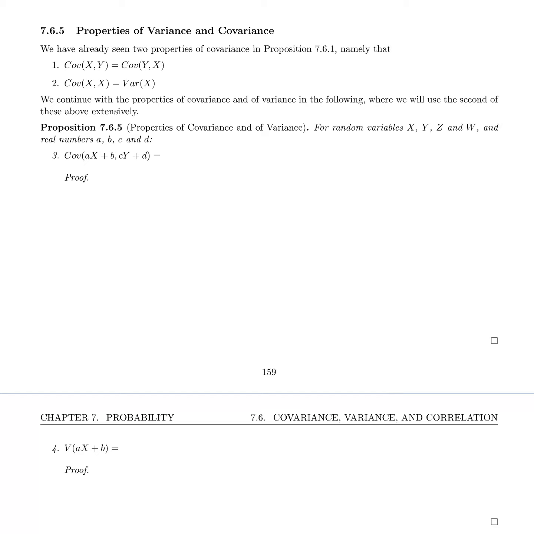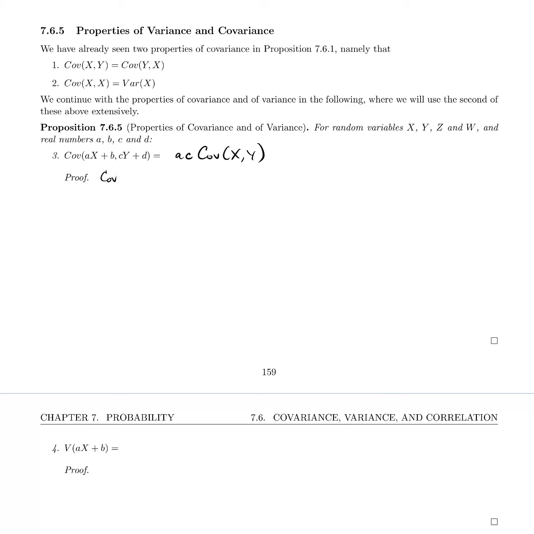So for random variables X, Y, Z, and W, and real numbers a, b, c, and d, first we have that the covariance of aX plus b and cY plus d is equal to ac times the covariance of X, Y. So the addition of constants doesn't change the covariance, and the multiplicative constants can come out of the front. So let's do a proof of this. We're going to use the computational formula.